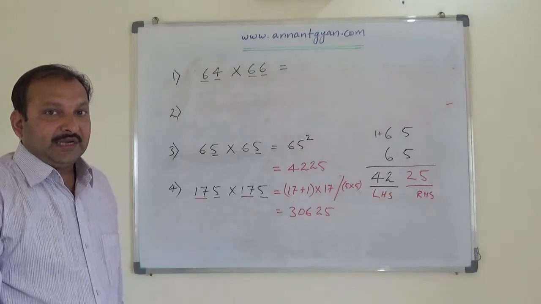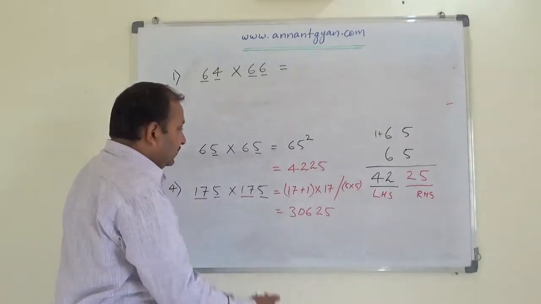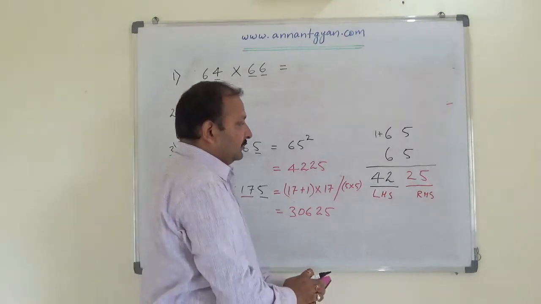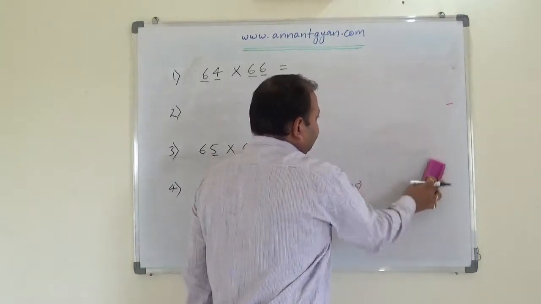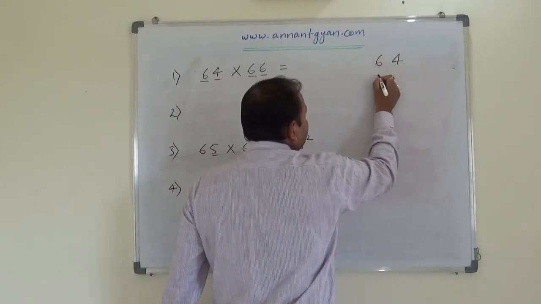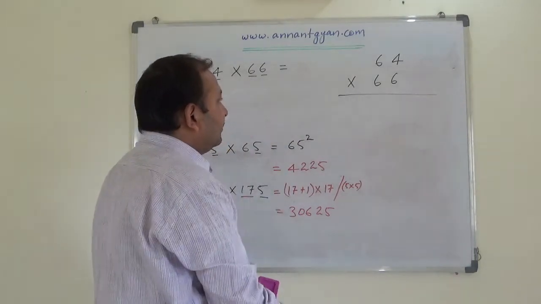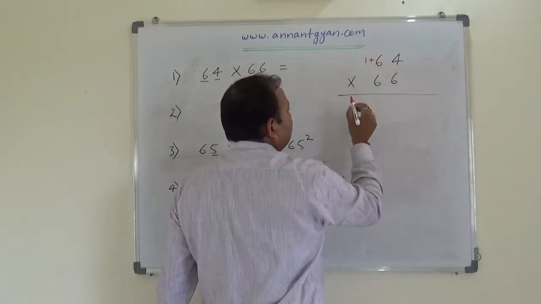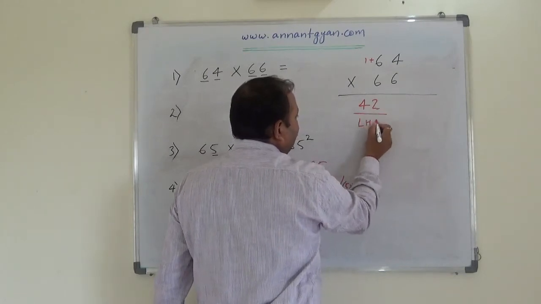So in this particular case also, we shall go through the same procedure that we followed in the multiplication of 65 into 65 and 175 into 175. So this is 64 and this is 66. What shall we do here? We shall add 1 to this number. 6 plus 1 is 7. 7 into 6 is 42. I shall write this 42 on the left hand side of the result.